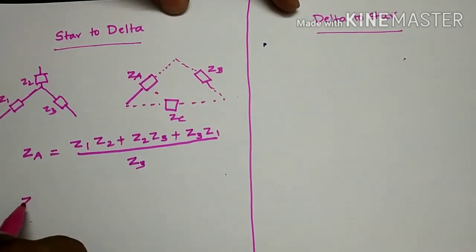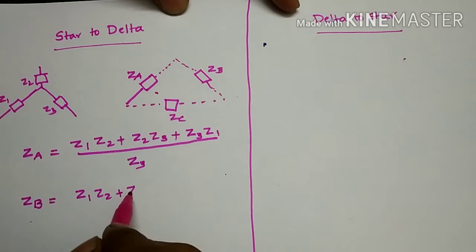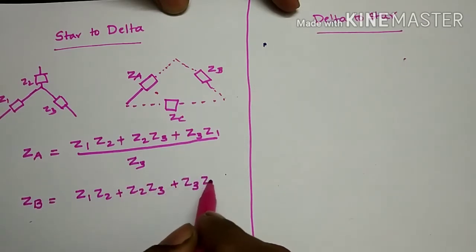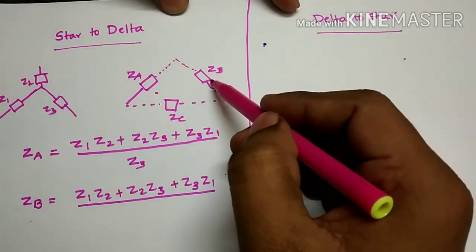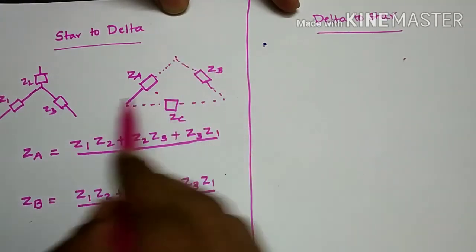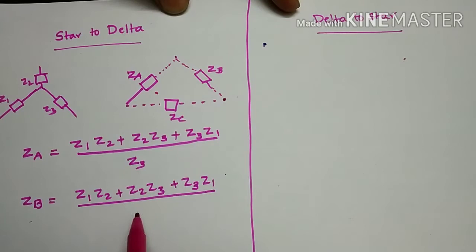Suppose you want to find ZB, you can automatically write the equation Z1 into Z2 plus Z2 into Z3 plus Z3 into Z1 divided by the one which is not connected. For ZB, Z2 is connected over here and Z3 is connected over here. So which is not connected? Z1.